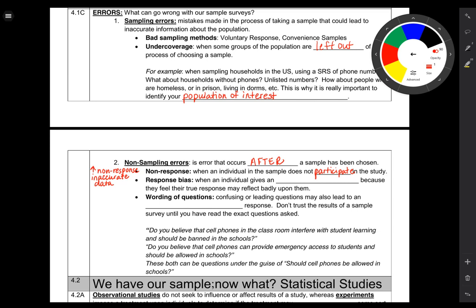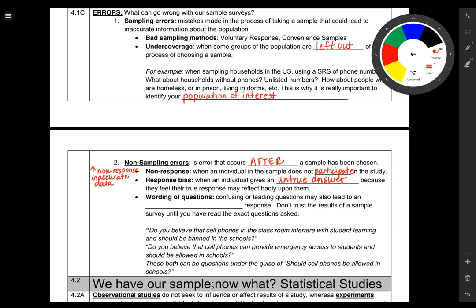The other kind is response bias. This is when an individual gives an untrue answer because they feel their true response may reflect badly upon them. So, right now, obviously, a really big thing is the Black Lives Matter movement. If you approach someone and ask them one way or another how they feel, they might say something that they truly don't feel about it. They might give you that untrue answer because they don't want what they say to reflect badly upon them. So that is a response bias.